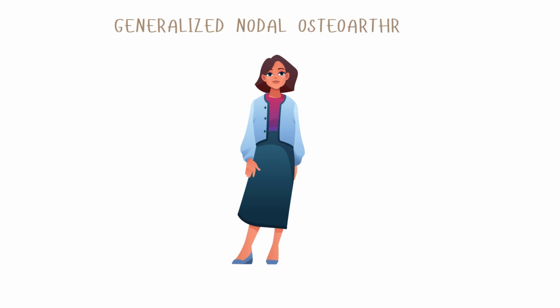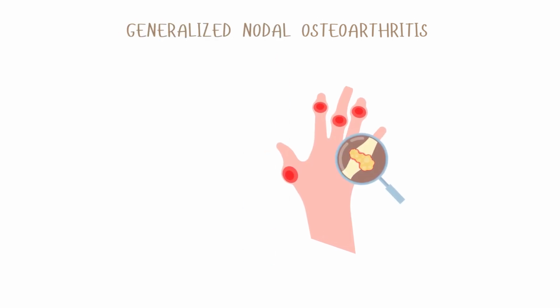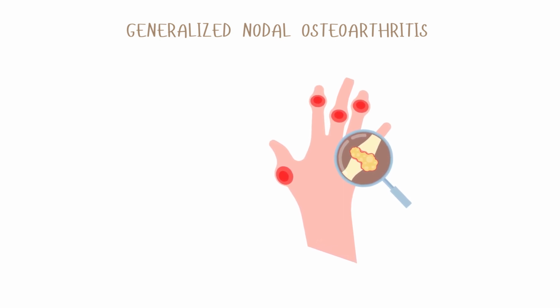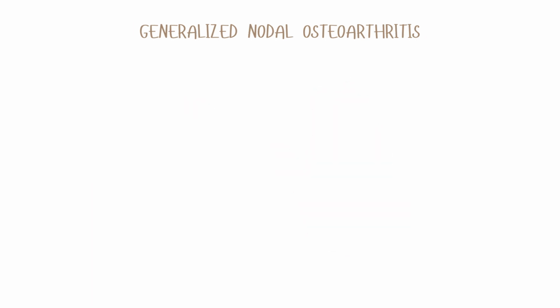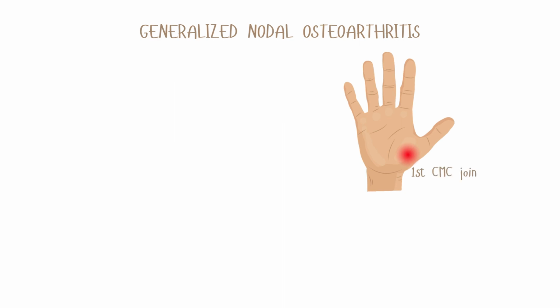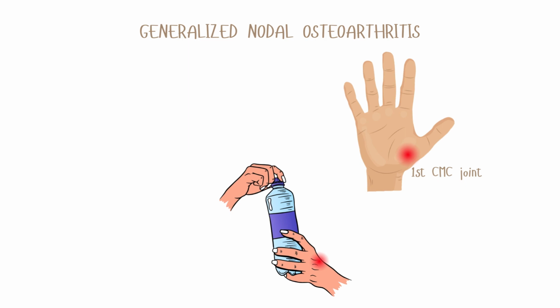The most common type of osteoarthritis is the generalized nodal, which has a genetic component which begins at around 40 years of age and has a female preponderance. These gradually develop posterolateral swellings on each side of the extensor tendon, which expand and harden to form Heberden's nodes, which is in the distal interphalangeal joint, and Bouchard's nodes, which is in the proximal interphalangeal joints. Involvement of the first carpometacarpal joint is common, leading to pain on trying to open bottles and jars.